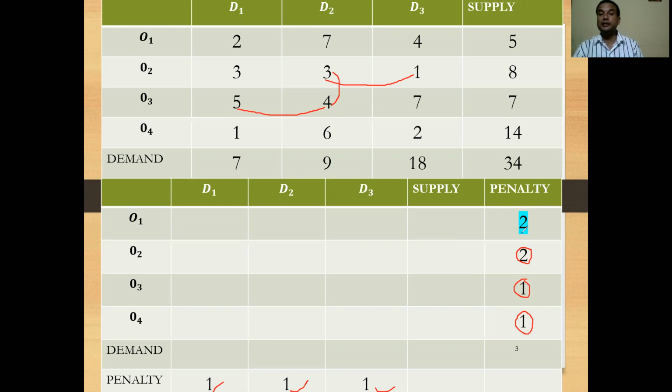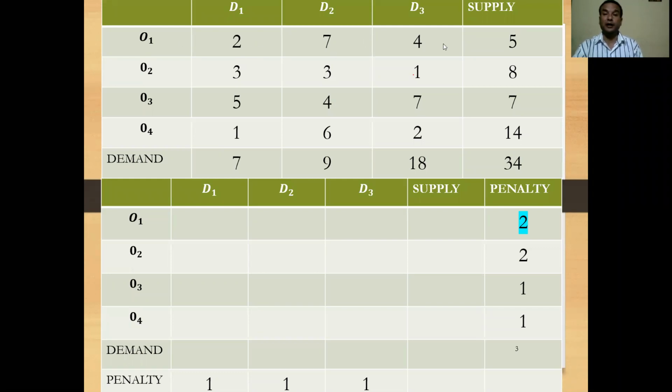Suppose we take this shaded 2. Shaded 2 means we think for origin 1. And since we think for origin 1, let me rub this portion first, and then we have to see what is the minimum cost in origin 1. In origin 1, the minimum cost is 2.